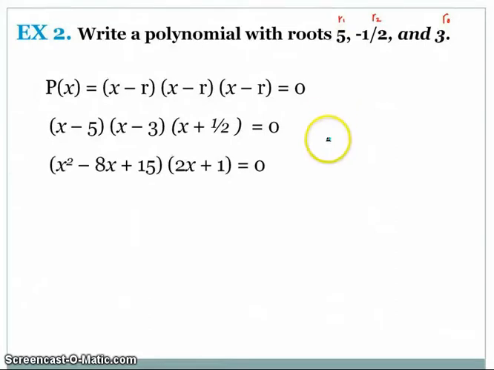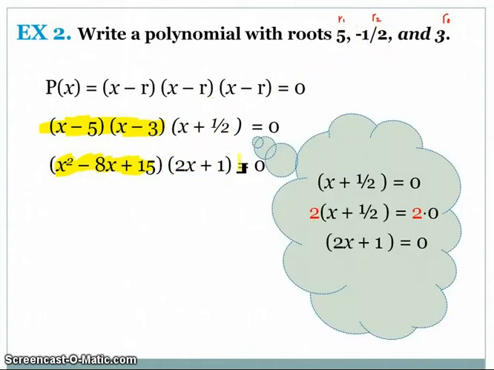If I multiply x minus 5 times x minus 3, I get x squared minus 8x plus 15. I get that by multiplying these two together. Now over here I have x plus 1/2, which I got from doing x minus negative 1/2. And I've rewritten this as 2x plus 1 so that I don't have any fractions. The way I do that is I basically am multiplying both sides of my equation by 2.